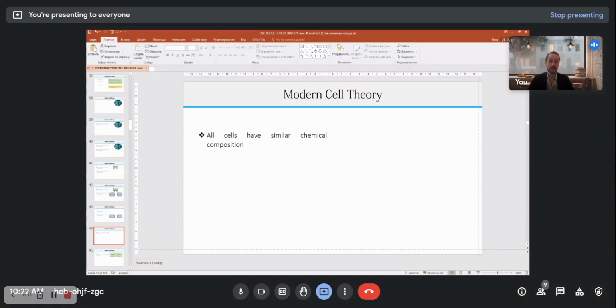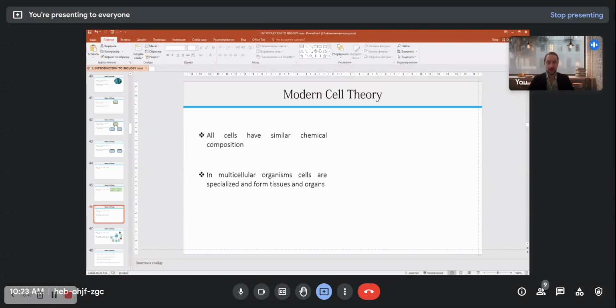Another important point of modern cell theory is that all cells have similar chemical compositions. So your cells, my cells, cells of some animals, they all have proteins, they all have lipids, they all have nucleic acids. So all cells have similar chemical composition. And the main organic molecules, we can say, are carbohydrates, nucleic acids, proteins, and lipids.